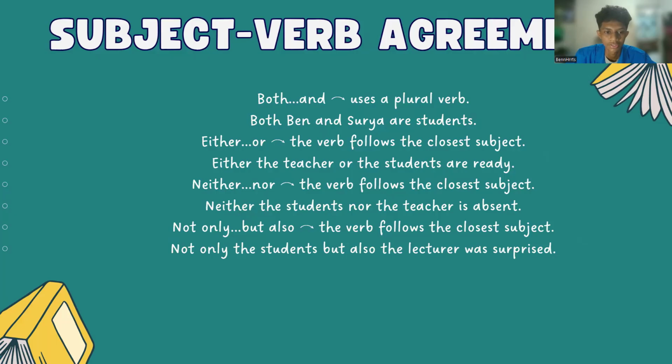As for neither nor, the verb follows the closest subject. For example, neither the student nor the teacher is absent. Not only but also, the verb follows the closest subject. For example, not only the students, but also the lecturer was surprised.